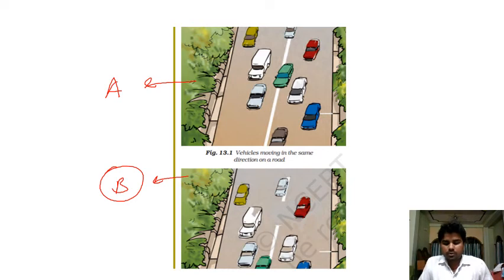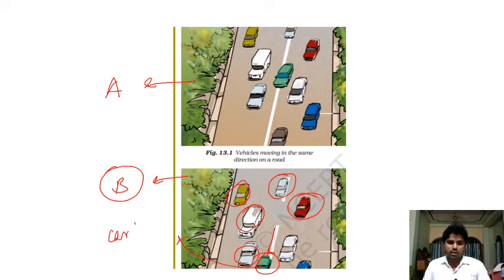I will give you some time, students, 30 seconds only. See, the position of the yellow one is still the same, the blue one is still the same, the red one is still the same, the white jeep is the same, this is also the same, but see, this green colored car has moved faster. So from this image we can say that this car is faster than the other cars.